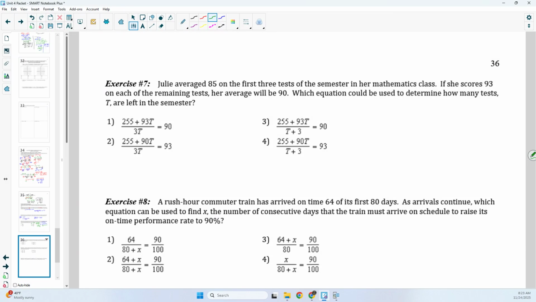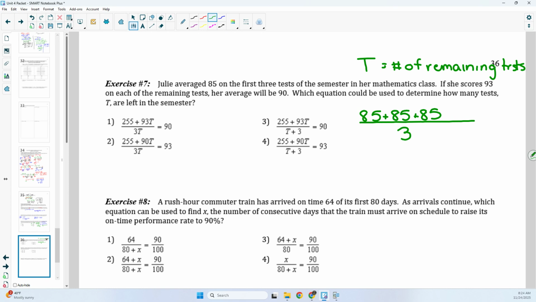So she has 85 on the first 3 tests. And then she has to take some more tests. So she's taken 3 tests there, and she's getting a 90 on the rest of them. So we're going to say T equals the number of remaining tests.